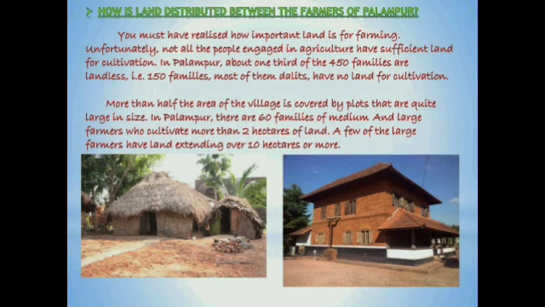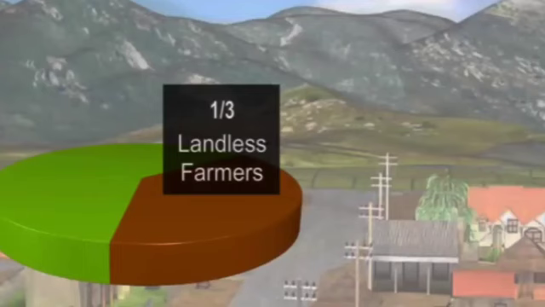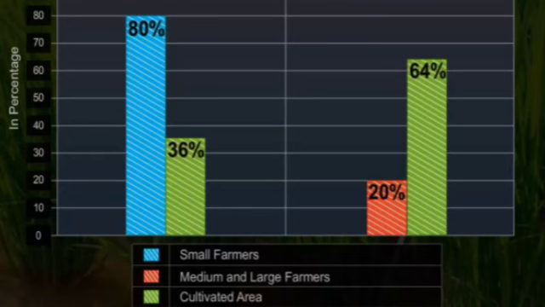Not all the people who are engaged in agriculture have sufficient land for cultivation. In Palampur, about 1/3 of the 450 families are landless. That means 150 families, most of them Dalits, have no land for cultivation. Of the remaining families who own land, 240 families cultivate small plots of land less than 2 hectares in size. But cultivation of such small plots doesn't bring adequate income to the farmer's family. Thus, most of the big plots of land are owned by the rich farmers.